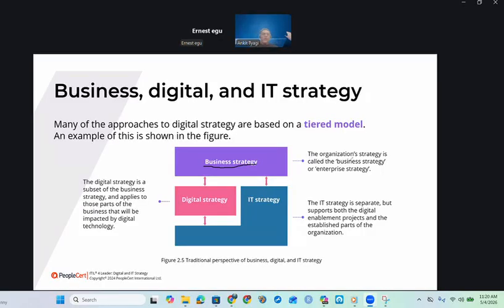So for the overall organization, where do we want to go? What do we want to achieve is what we define in the business strategy. Then there is IT strategy. The IT strategy is separate, but supports both the digital enablement of the projects and the established parts of the organization. Well, of course, as an organization, they can always help us run different IT-related projects, and the parts of the organization can always be supported by IT strategy as well. So, for example, for a certain part of the organization, if technology has already been implemented, they can support that technology as well as run new projects too.